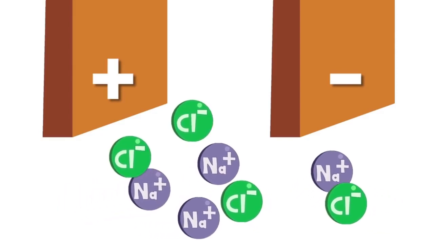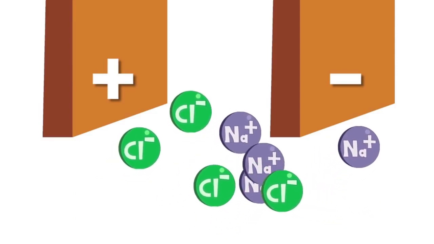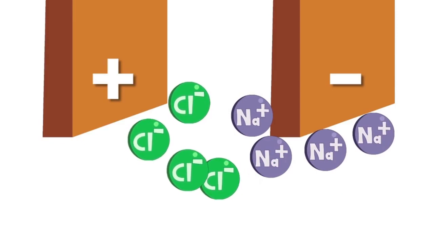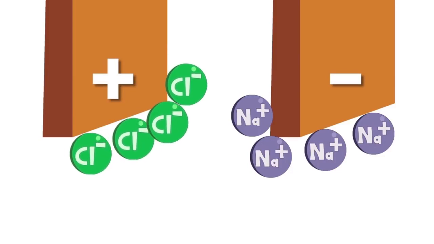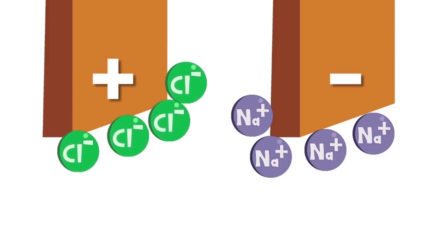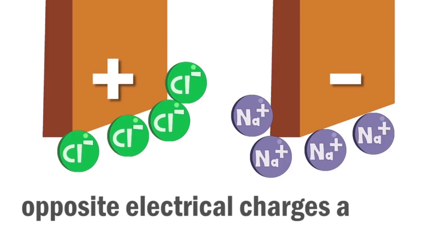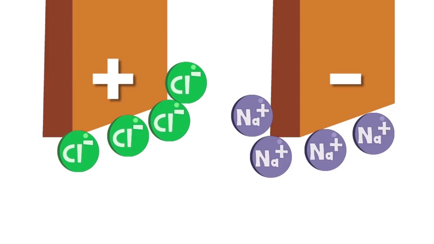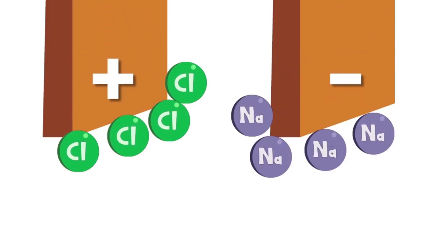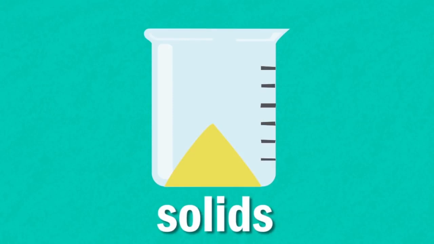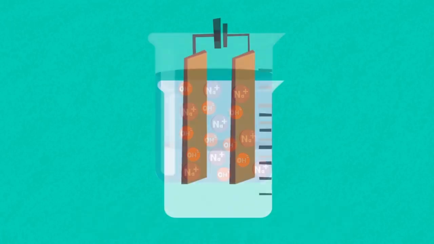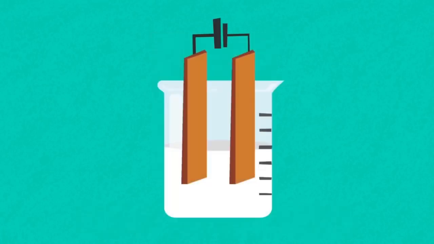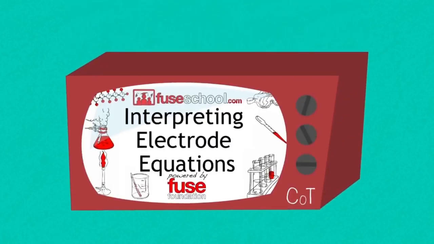Anything positively charged in the liquid, in this case the sodium ions, is going to be attracted to the negative electrode. And anything negatively charged, in this case the chloride ions, is going to be attracted to the positive electrode. This is because opposite electrical charges attract. When the ions meet the electrodes, electron exchange happens, and this triggers a chemical reaction. Solids can form, gases can be given off, and new solutions can be left behind. It all depends on the liquid and what material the electrodes are made from. There is more detail about this process in our lesson Interpreting Electrode Equations.